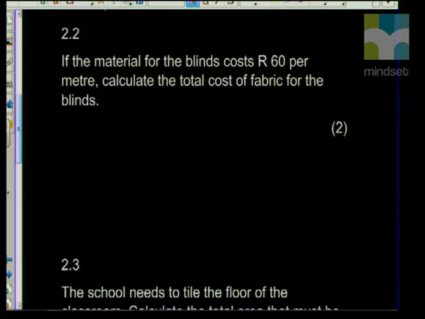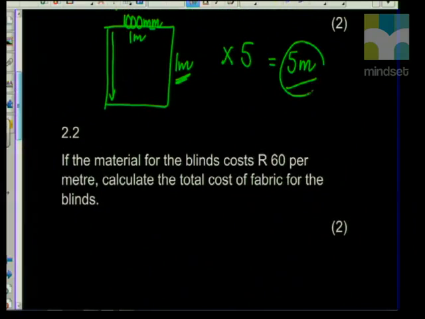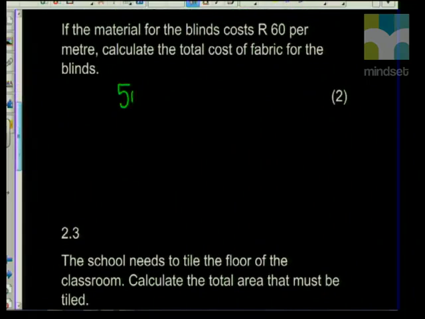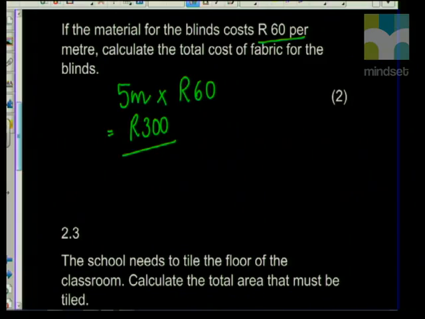If the material for the blinds costs 60 Rand per meter, calculate the total cost of fabric for the blinds. Okay, so in the previous question, I worked out that I needed 5 meters of fabric, and each of those meters costs 60 Rand. So I'm going to multiply this by 60 Rand. If I say 5 times 60, I will get 300 Rand. And that would be the total cost of the fabric for the blinds.